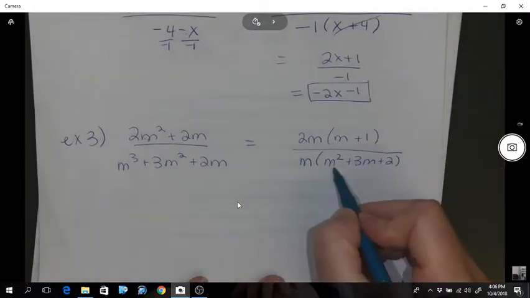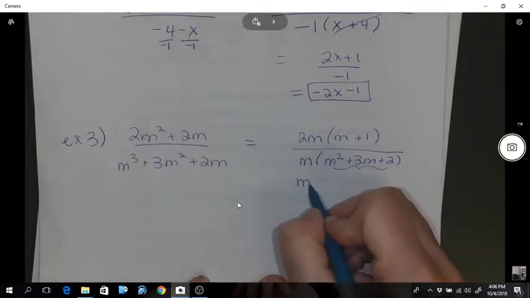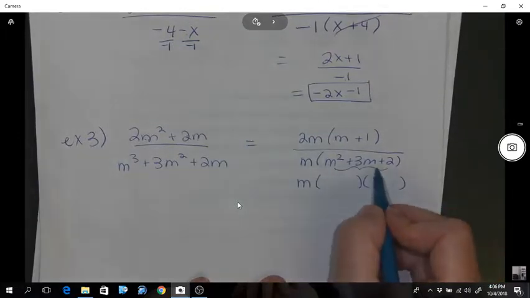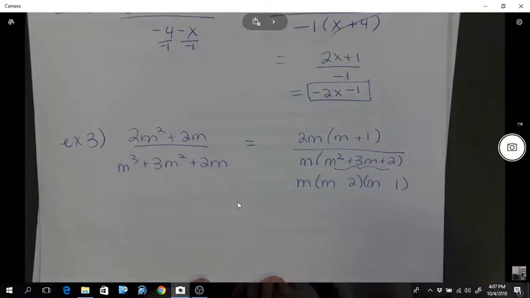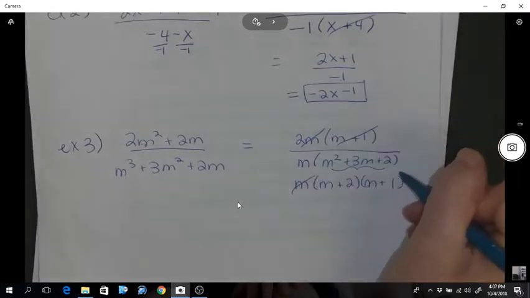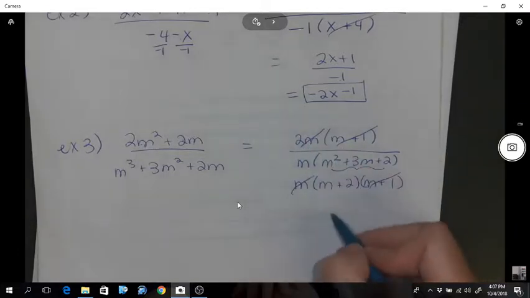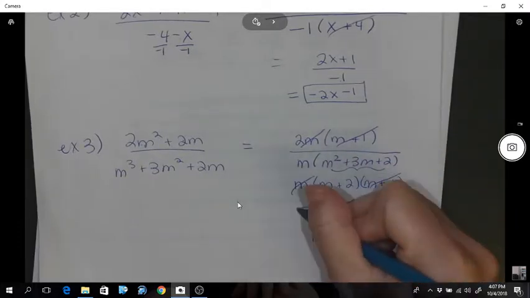Okay, this is a simple trinomial, so I can rewrite that. Don't forget about my m. Right here, I'm going to bring that down. So this trinomial will become m's in the front, 2 and 1 in the back, combination for 3. Okay, so now, what can I cancel? That m and m, this m plus 1, and then I'm done. So numerator is 2 over m plus 2, or numerator is 2, denominator is m plus 2.